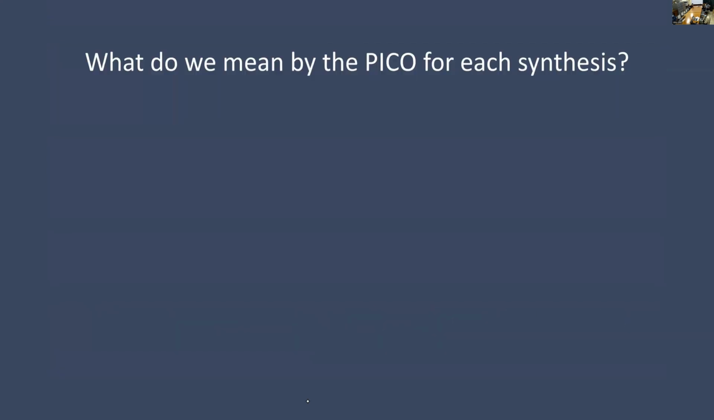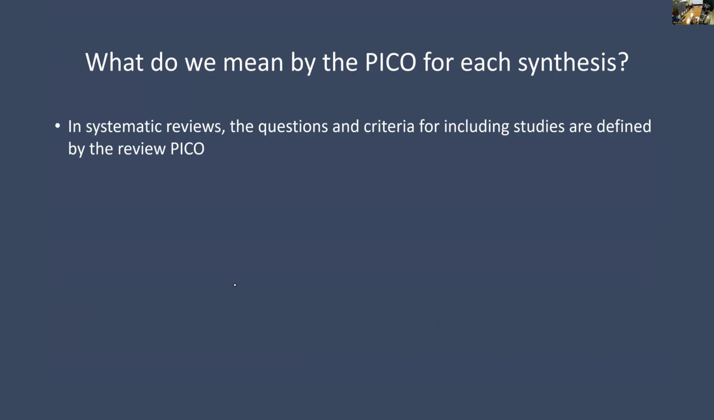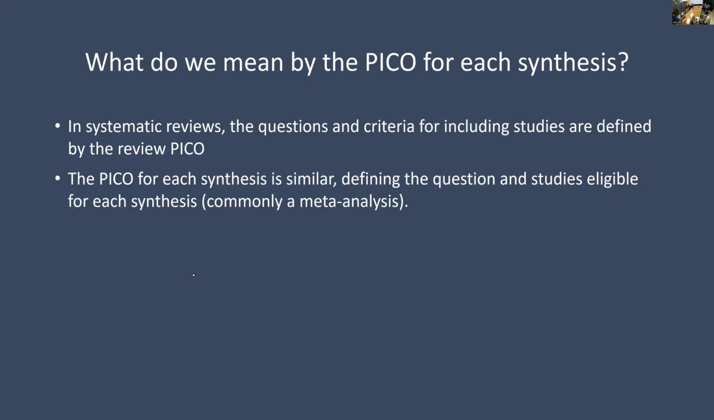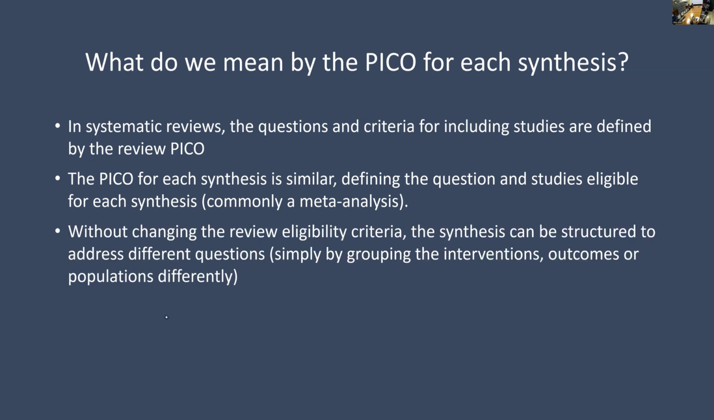So what do we mean by the PICO for each synthesis? In a systematic review, the questions and criteria for including studies are defined by the review PICO. Although the PICO for each synthesis is similar, defining the questions and the studies eligible for each of them may be different. Without changing the review eligibility criteria, the synthesis can be structured to address different questions, which we will look at. You just have to simply group the interventions, outcomes or populations differently, and you'll be able to answer multiple questions within the same review.